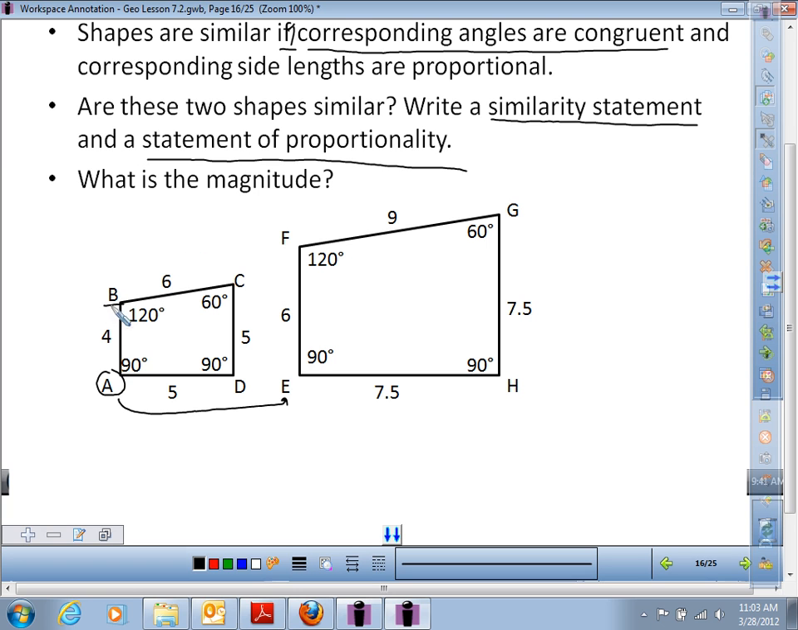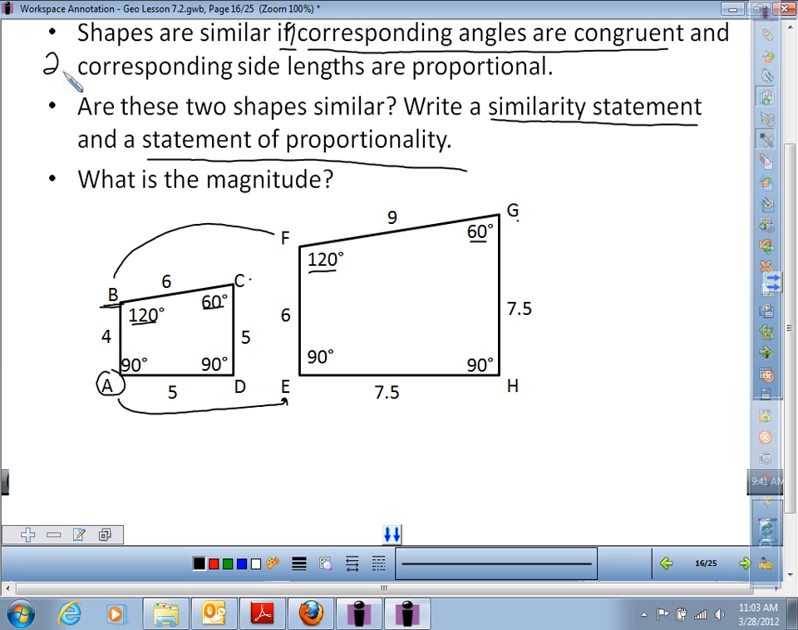Well, let's go to B. What angle is corresponding to B over here? Well, that would be F. Are those corresponding angles the same? Well, you betcha, they are. All right, let's go to C, and G would be corresponding angles. Are they the same? Yes. And then D and H are corresponding angles, and they are congruent as well. So are our corresponding angles congruent? Yes. That's our first check.